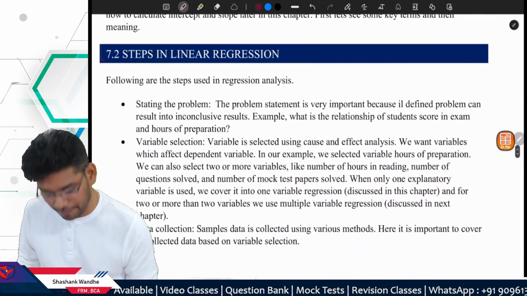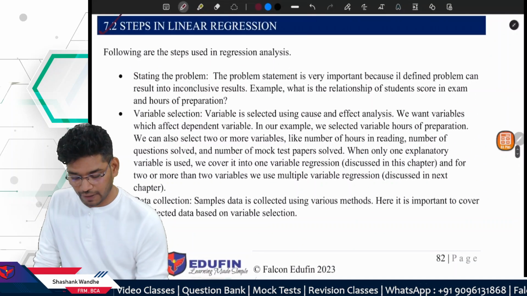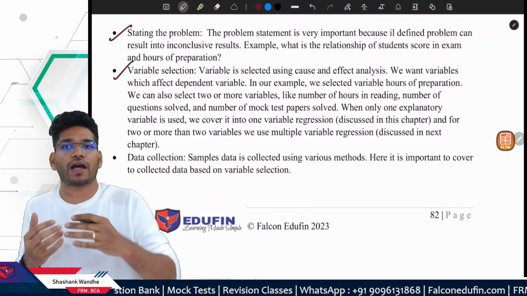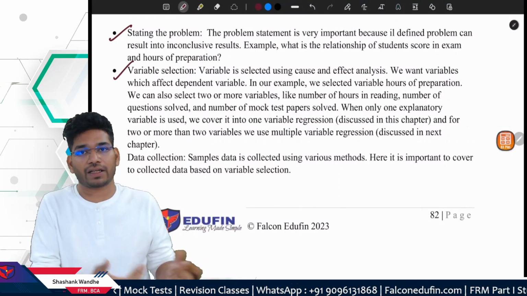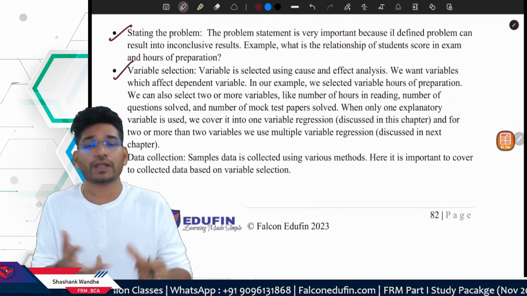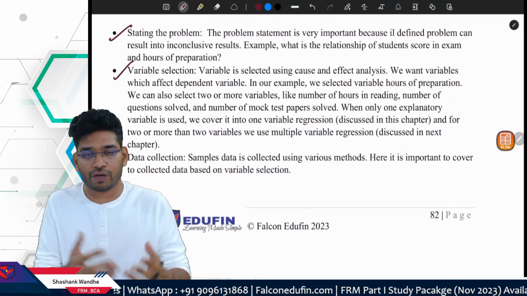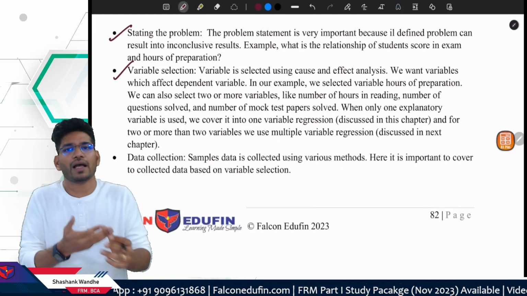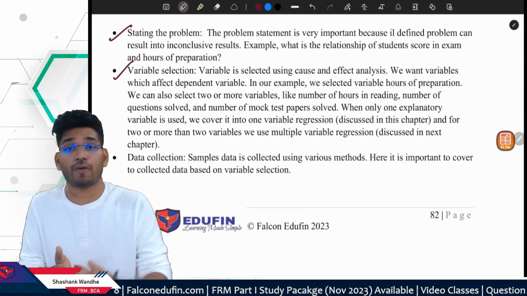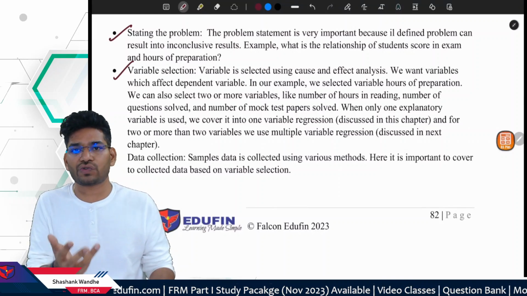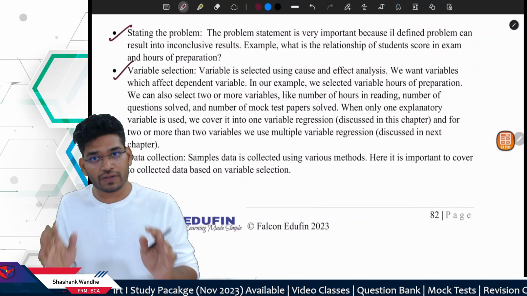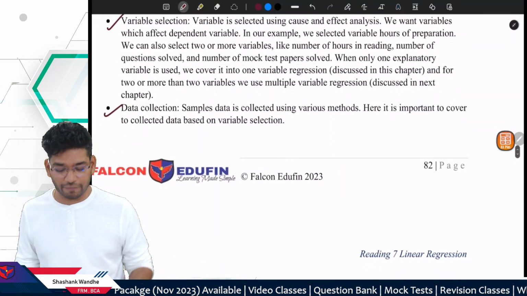Now, first steps in linear regression. First we'll state the problem, then we will select the variables, meaning exam scores are affected by multiple factors, one of which is the number of hours of preparation, second is how many questions you solve, third is how many mock tests you give, fourth is how confident you are while sitting for the examination. Maybe if we consider the first three only, number of hours of preparation, number of mock tests and number of questions solved, to determine the exam score, this is variable selection. You have to select and identify these variables. Then we will collect the historical data.